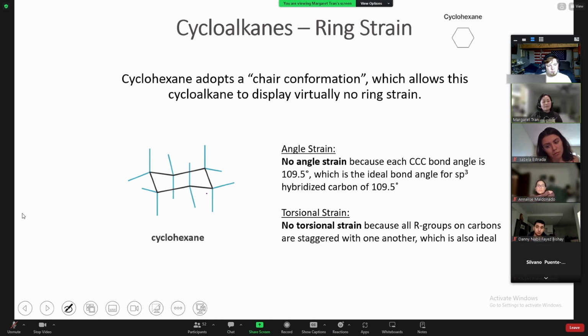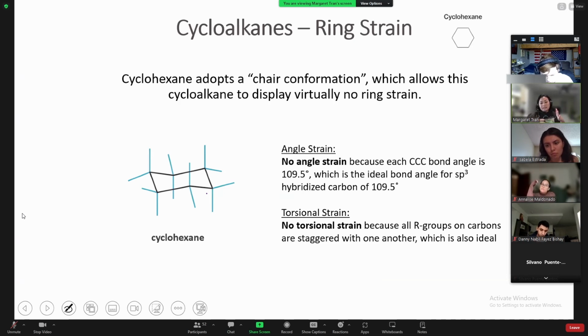And the reason for that is because the angle strain is virtually nonexistent. Your carbon-carbon-carbon bond angle is going to be 109.5 degrees, which is exactly the same as an sp3 hybridized carbon, 109.5 degrees. So since there's no angle strain, it wants to do that chair conformation. Another thing is torsional strain. There's no torsional strain because the R groups on the carbons are going to be staggered with one another, which is very ideal.